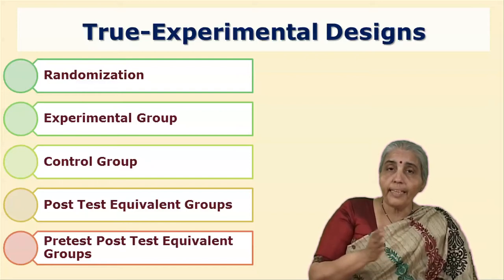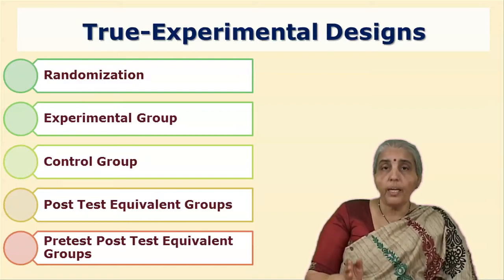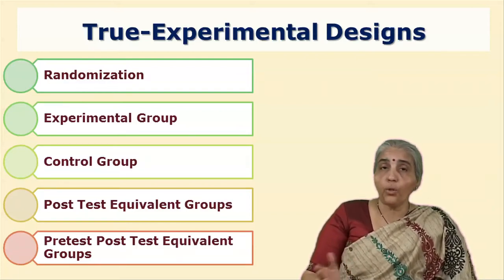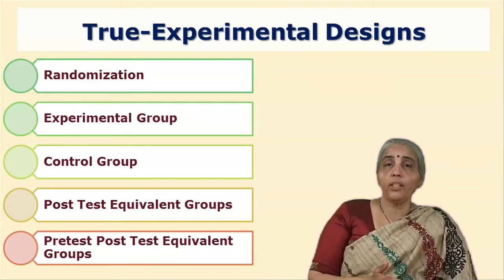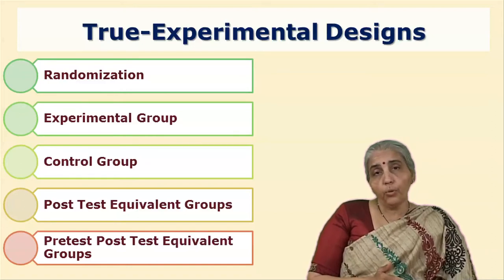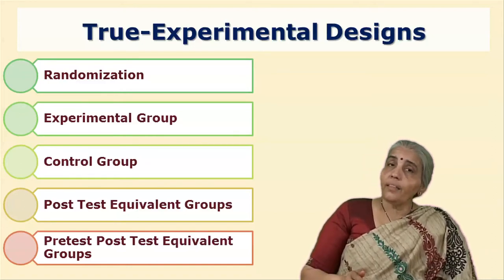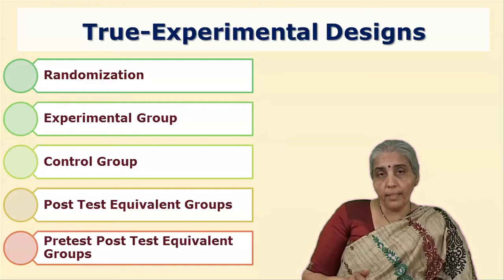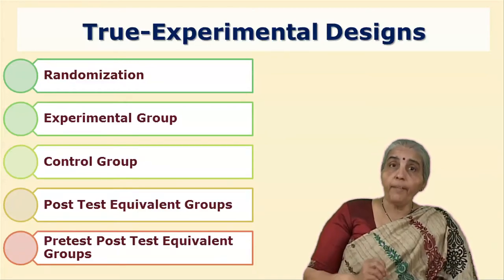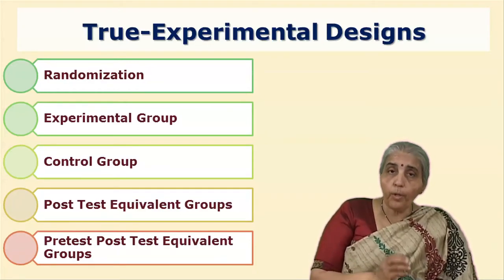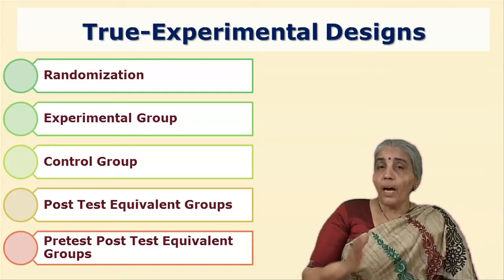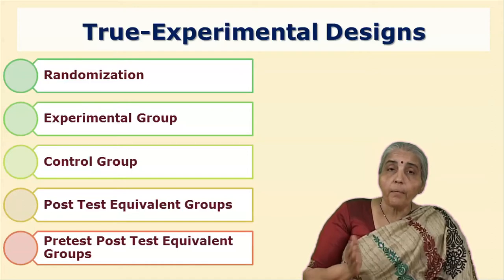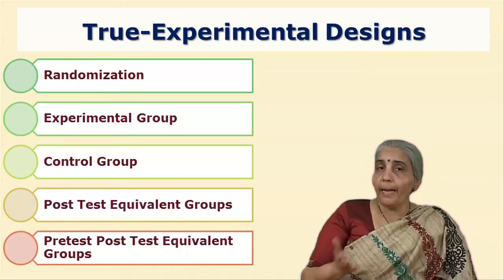So what you can do is send these subjects to the two groups after randomly selecting them to ensure that there is no bias. And then you can bring an experimental condition into play in one of those groups and ensure that the other group does not get that experimental condition. So, in effect, what you have is an E group, or an experimental group, and a C group, that is a control group.